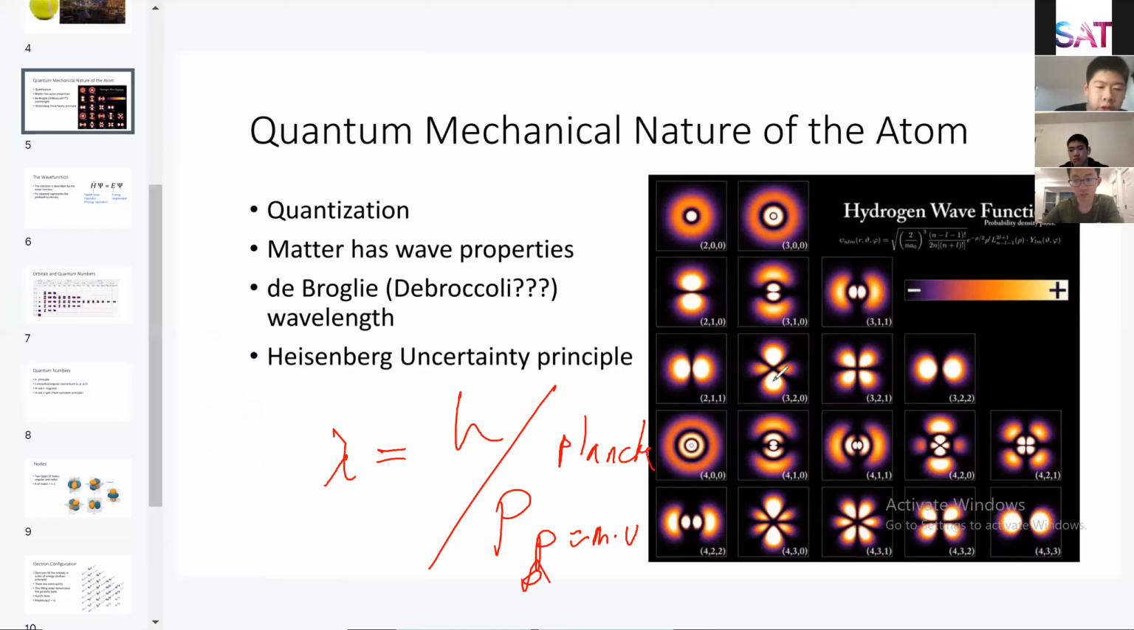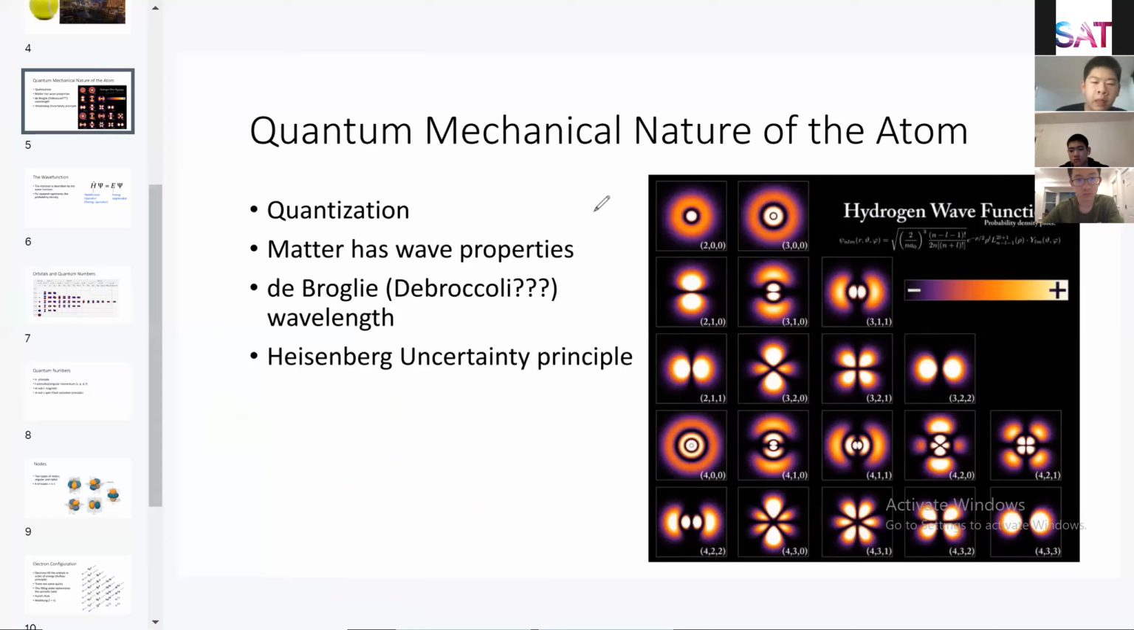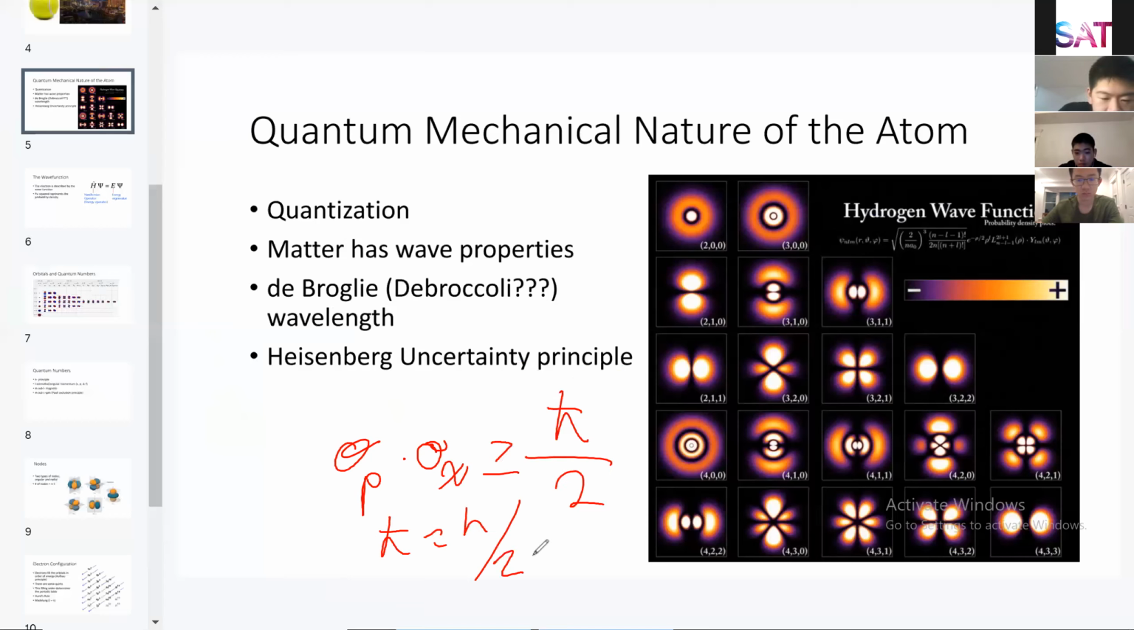Also I want to talk about the Heisenberg uncertainty principle. So what this says is that sigma p times sigma x must be greater than or equal to h bar over 2, where h bar equals the Planck constant divided by 2 pi. Sigma p and sigma x are the standard deviation in momentum and the standard deviation in position, right?